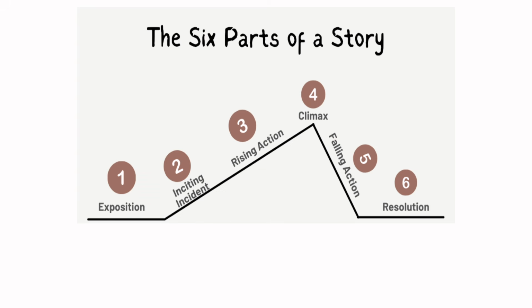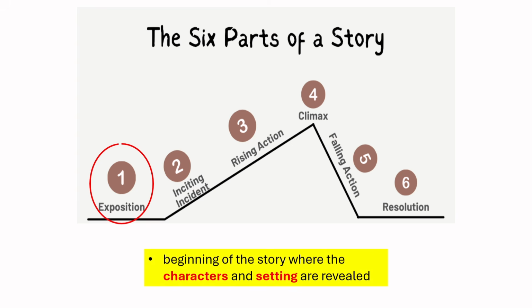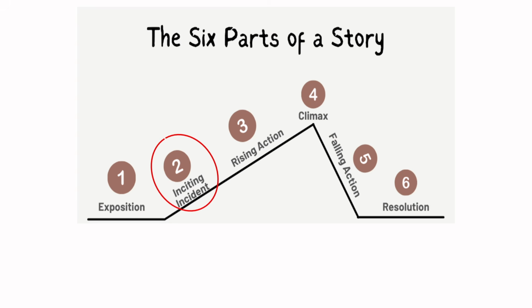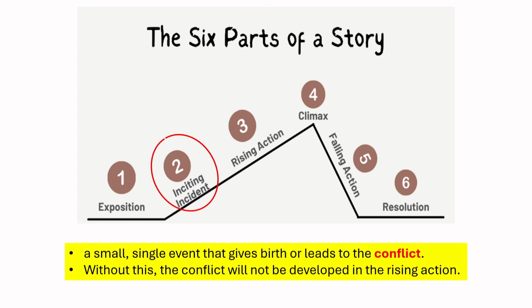The first part of this plot diagram is the exposition or introduction. This is the beginning of the story where the characters and setting are revealed. Next is inciting incident or complication. This is a small single event that gives birth or leads to the conflict. Without this, the conflict will not be developed in the rising action.